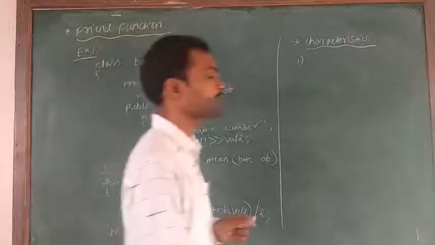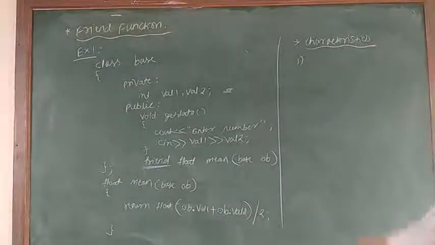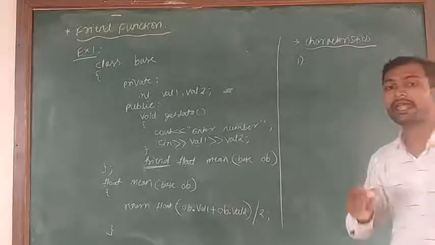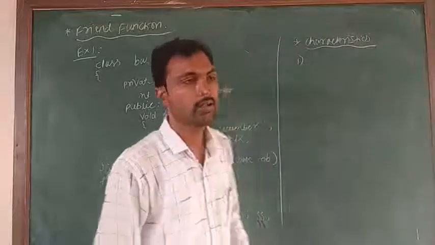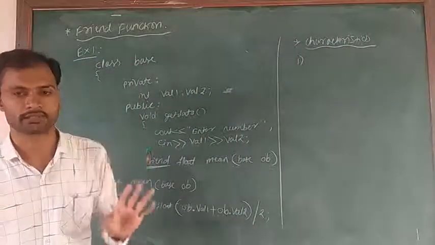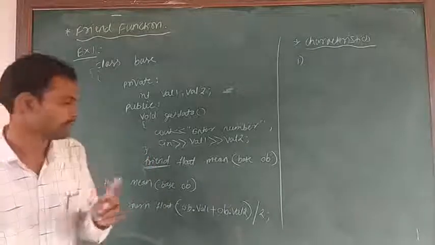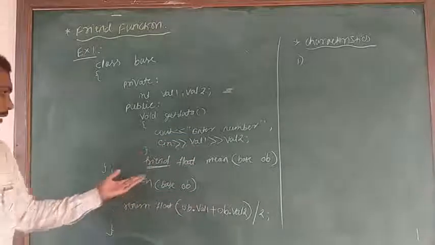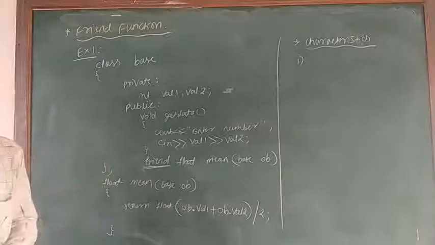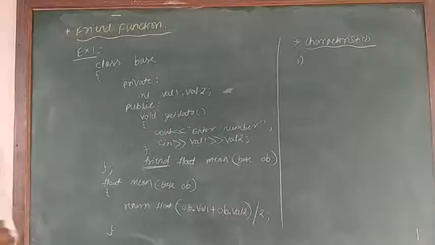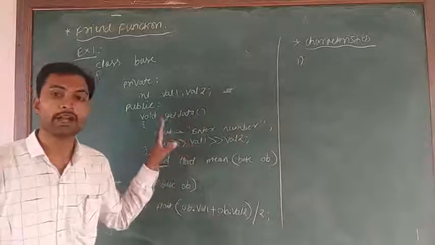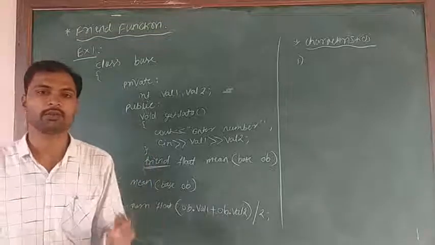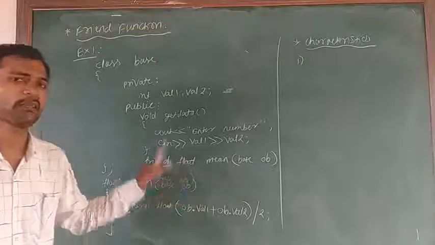The first characteristic is that a friend function is not a member function, but has full rights to access private, protected and public data members. You can see here it accesses value 1 and value 2. A friend function is a non-member function, but it has full rights to access private, public and protected data members. This is the first characteristic.